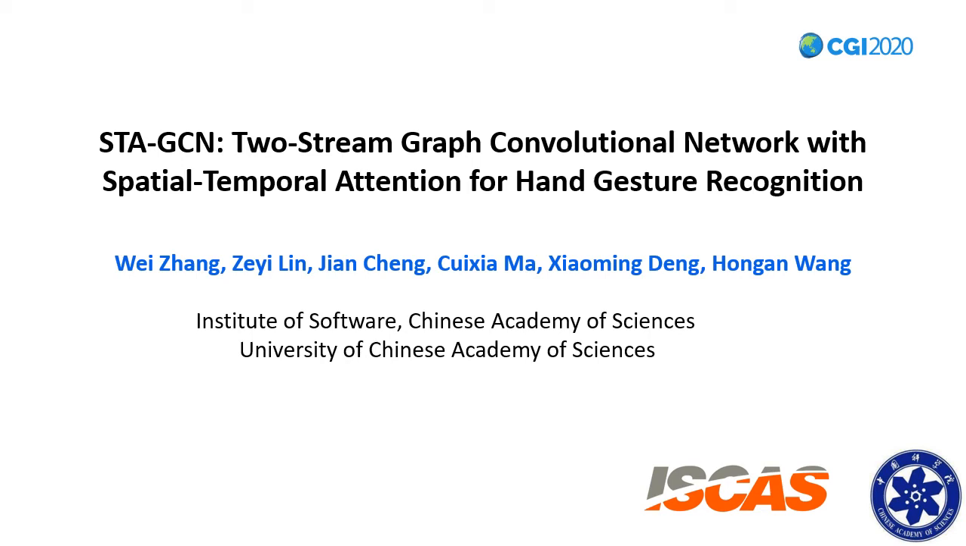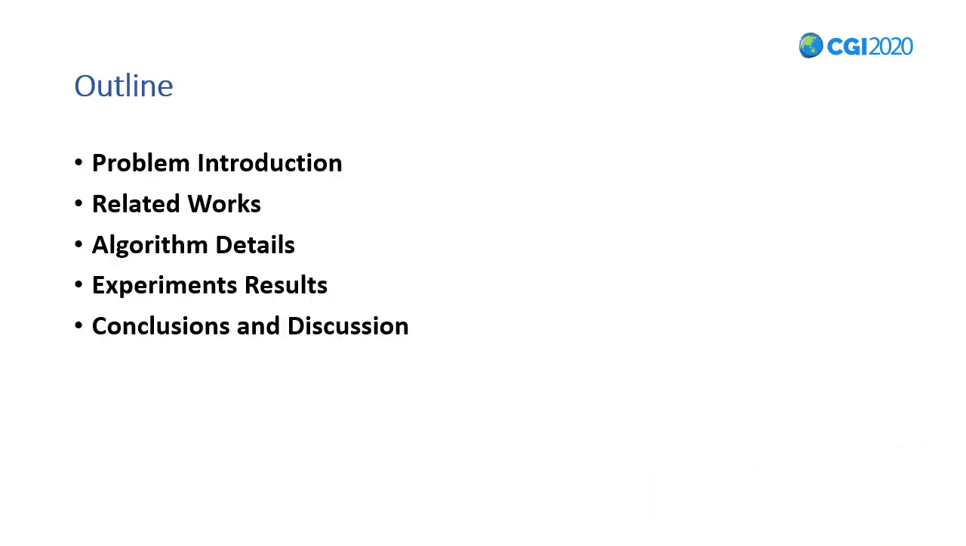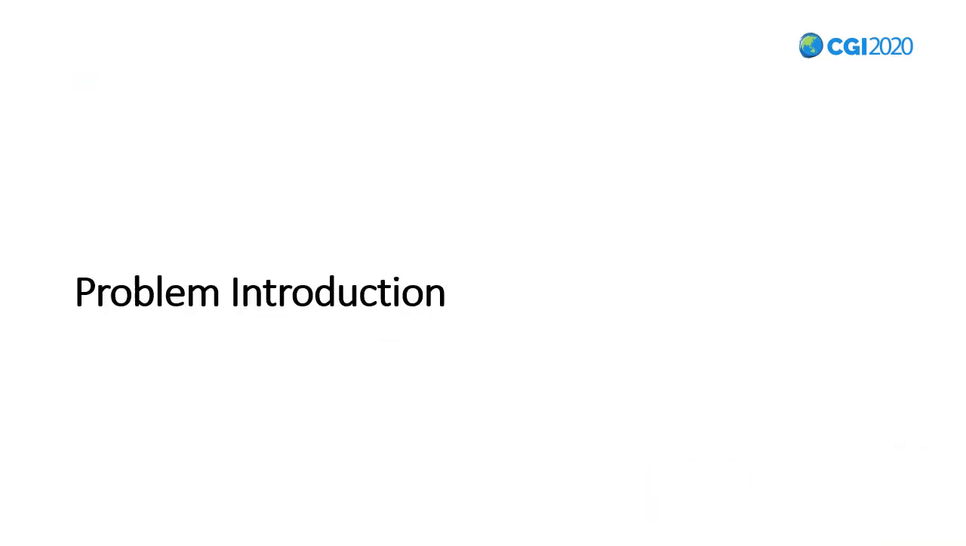Hello everyone, our topic is hand gesture recognition with STA-GCN, two-stream graph convolutional network with spatial-temporal attention. Here's the outline of my presentation. Problem introduction.